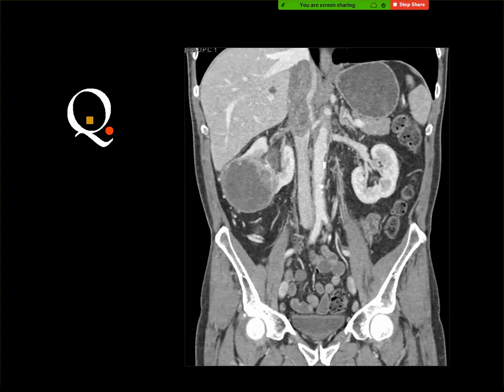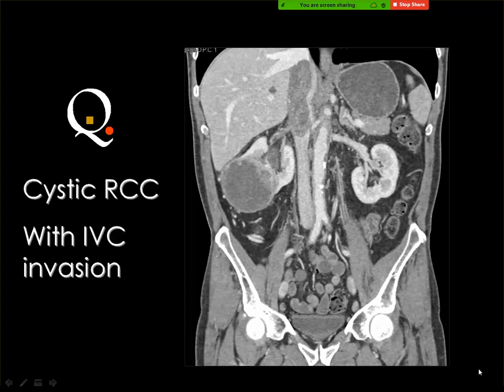Right renal cell carcinoma, with invasion of the renal vein. Yes, stage 3C, IVC invasion. This is renal cell carcinoma invading the renal vein and extending into the IVC. Considering this small focal lesion in the liver, it may be a metastatic deposit, and it may also be a simple cyst, an accidental finding. Very good.